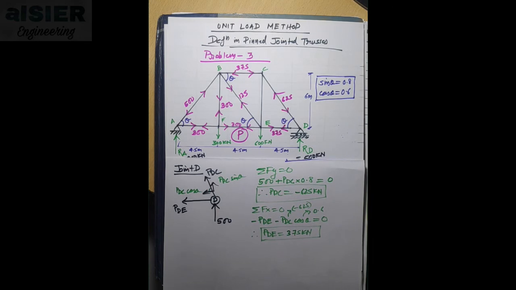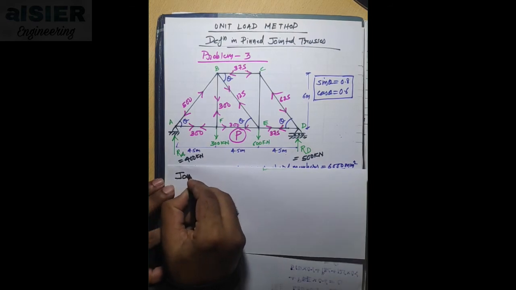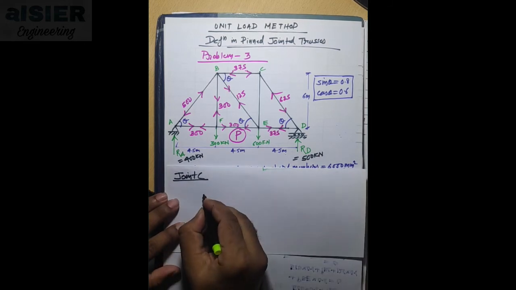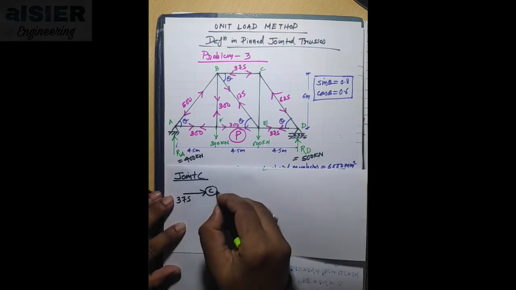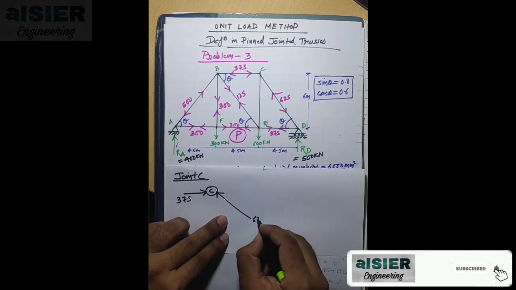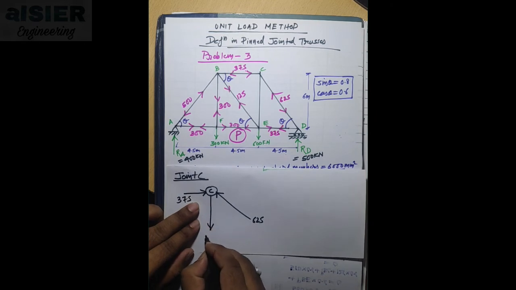Okay, so now joint D is over. Next we will solve joint C. So let me draw joint C. This is C. This force is known to us, this is 375 towards joint. This force is also known to us, this is 625 towards joint. We don't know this one, so we will consider it as away from joint, PCE.